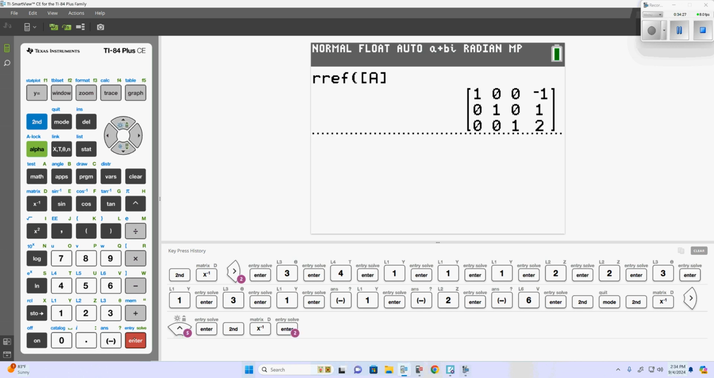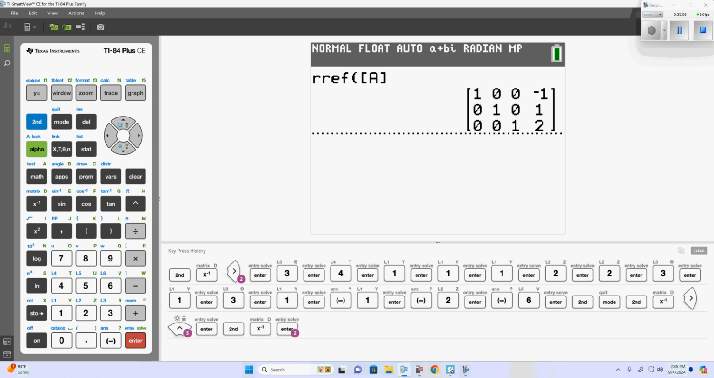Y'all get this? Second matrix, and then enter. Enter one more time. Go second matrix, because we need to recall the matrix. So second matrix one more time. And this first one, we can recall that. So hit enter. One more time.